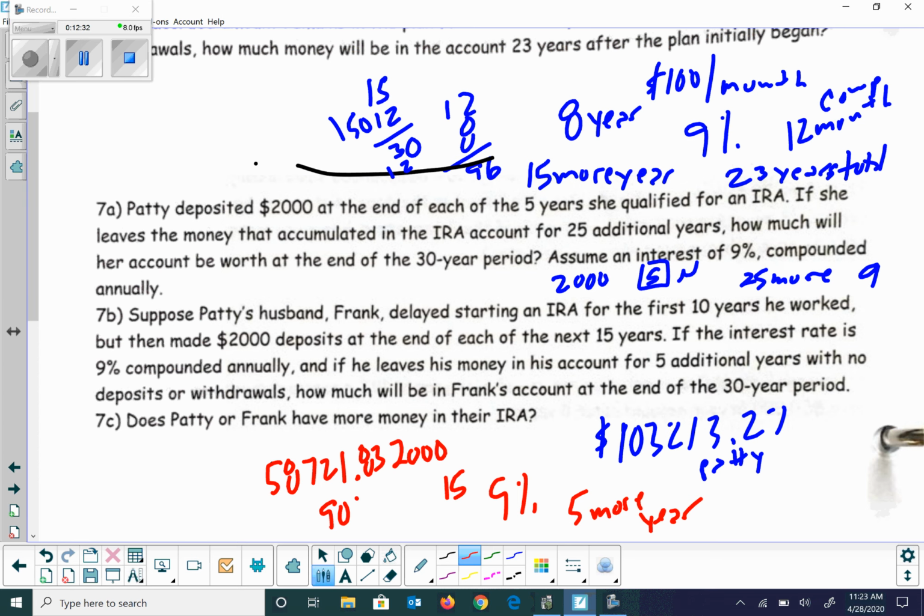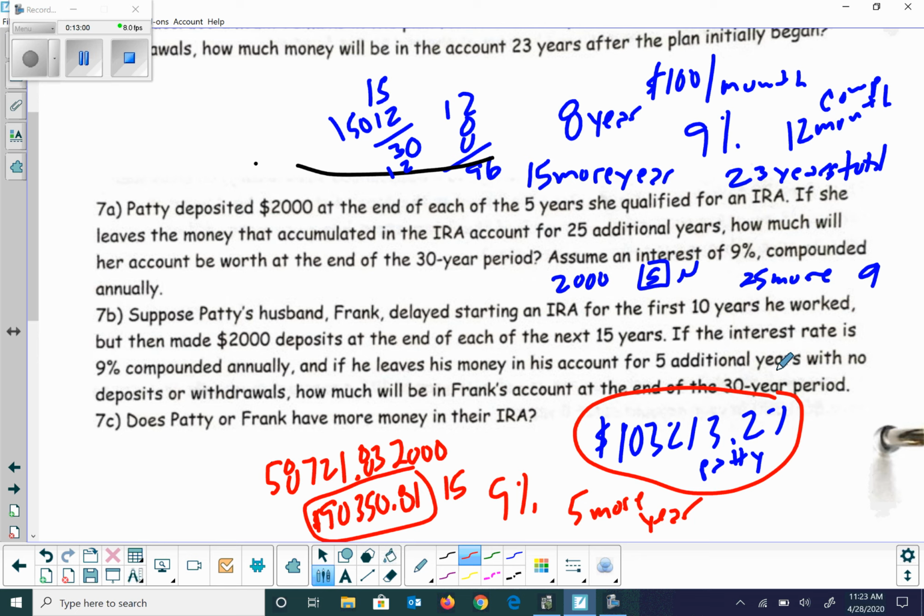90,350.81. So that's at the end of 30 years of working, even though he hadn't invested the first 10. So does Patty or Frank have more money? Patty wins. She has 103,000. She had time on her side. She invested early and then chose to not do it later, whereas he waited 10 years, then started investing.